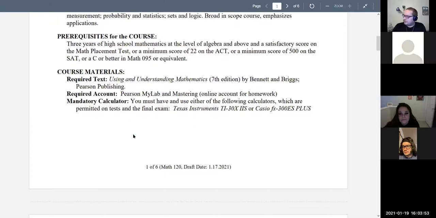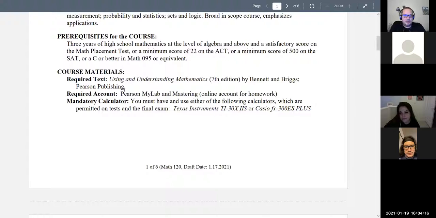Course material, we're going to be using the textbook Using and Understanding Mathematics, 7th edition. Should look something like this. Let me see if I can center that. Should look something like this if you buy it at the bookstore. The author is Bennett and Briggs, and the publisher is Pearson.